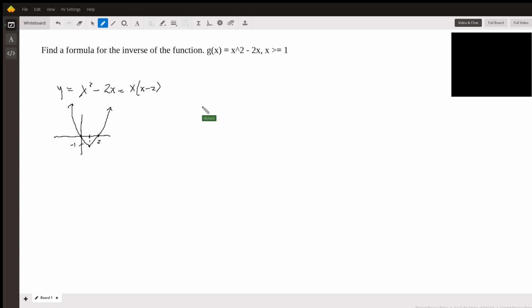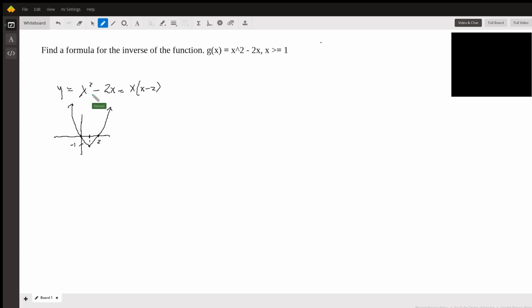Okay, so let's go about our business and get the inverse, and then we'll come back and look at domain and range, because we have to take note of the fact that the original function's domain is restricted. So we want to reflect that restriction in the inverse as well. So I'll just change colors.